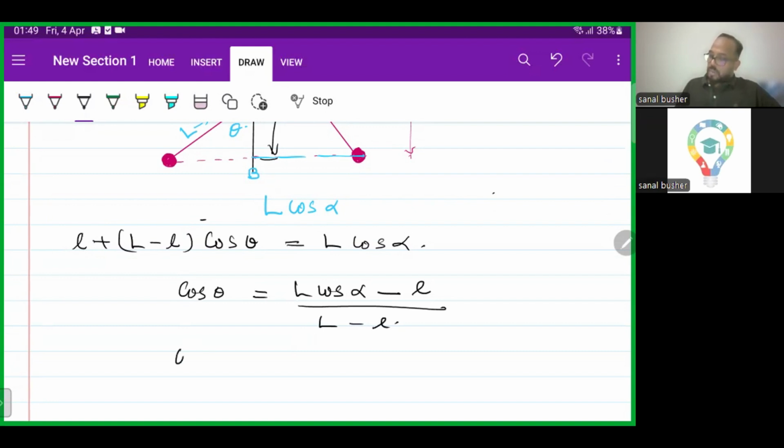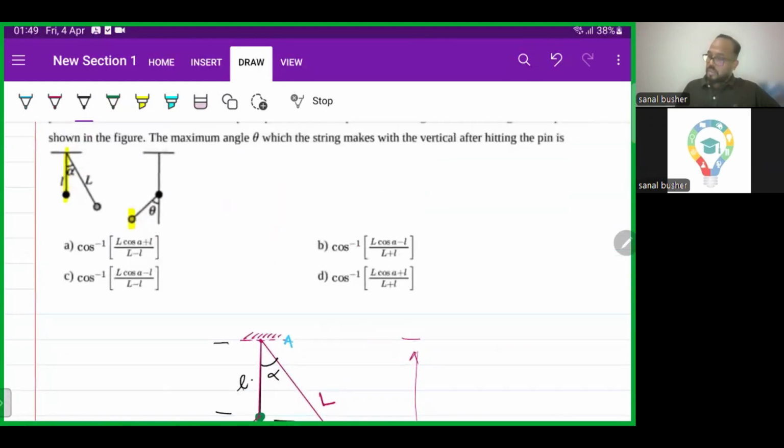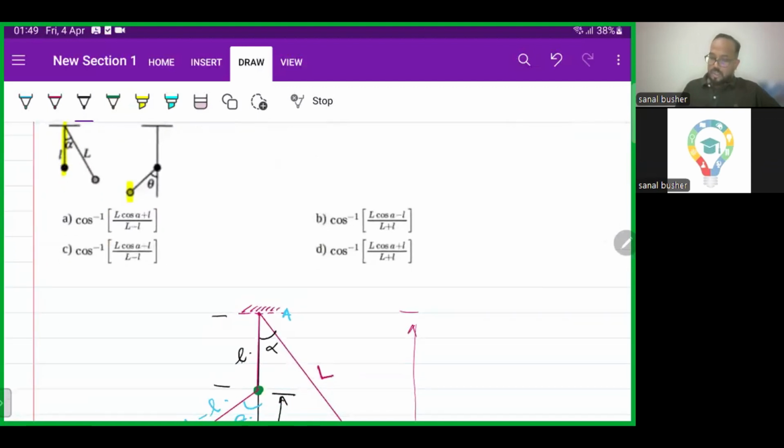So theta will be equal to cos inverse of (L cos alpha minus l) upon (L minus l). So this is the answer. When you check this, L minus l, option C will be the correct option.